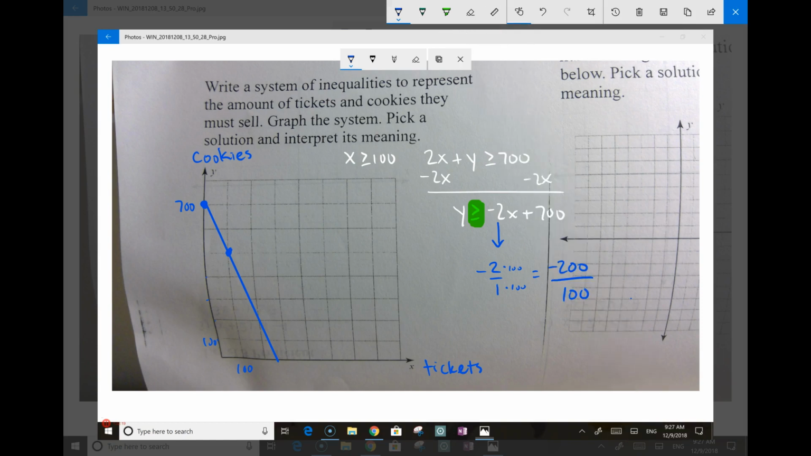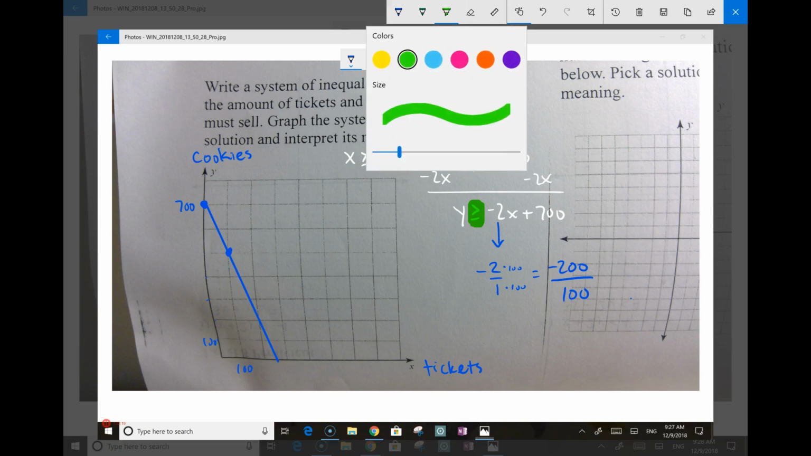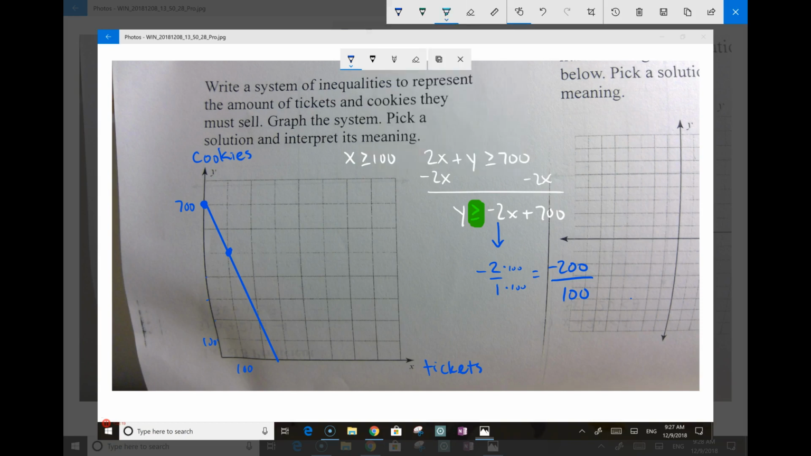Okay, and then I have to decide where I'm going to shade. This is greater or equal to, which means I'm going to shade everything above. I'm going to use specifically the color blue for this, and you'll see why a little later. So I'm going to shade everything above. Just covering my borders here. And here we go. All right, so just shade everything.